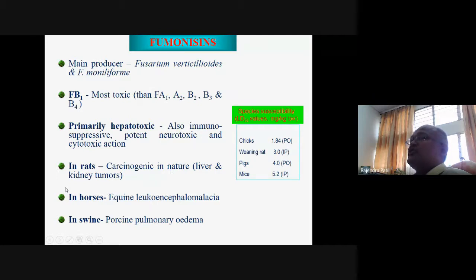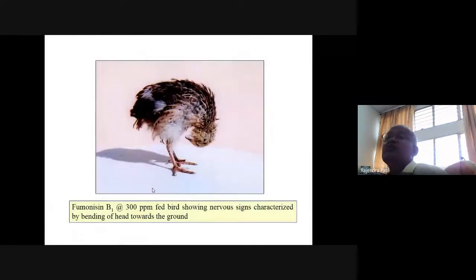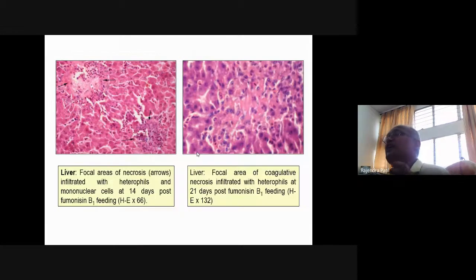And the nervous system involvement is very peculiar in the case of equine or horses, where it will cause equine leukoencephalomalacia. We have also seen nervous involvement in one of our studies, where we gave fumonisin B1 at 300 ppm to the birds, and they showed typical nervous signs. These nervous signs we correlated with the pathological lesions in the brain, the malacic foci, and the gliosis we observed. This is a typical picture we observed of nervous symptoms in fumonisin B1 toxicity.